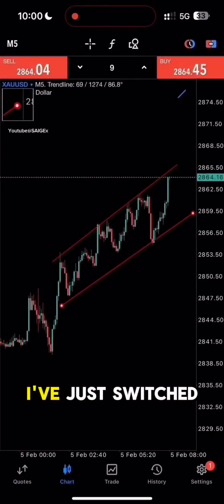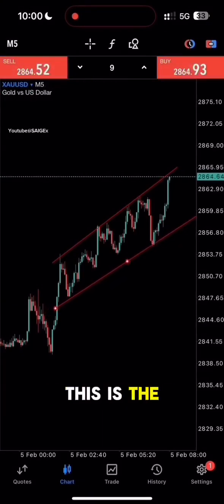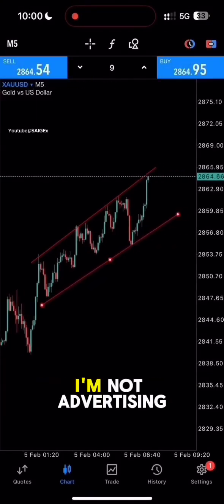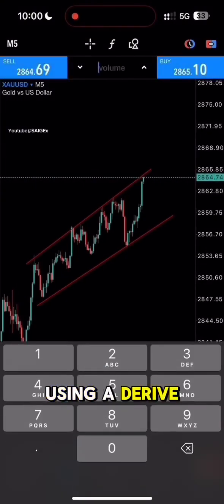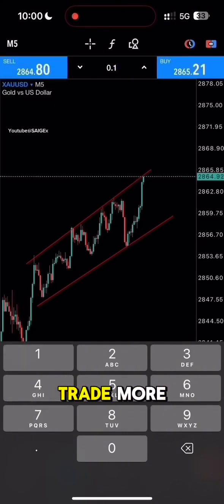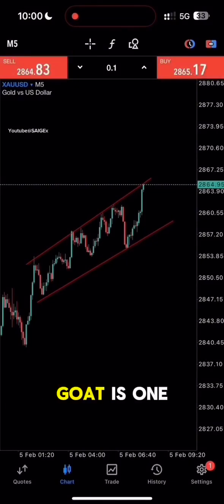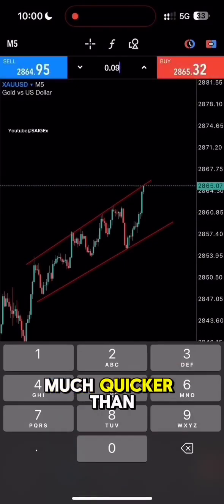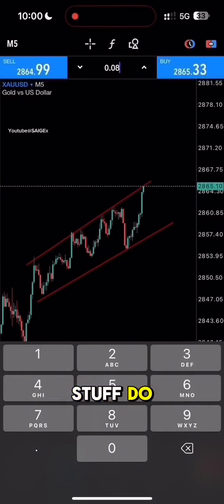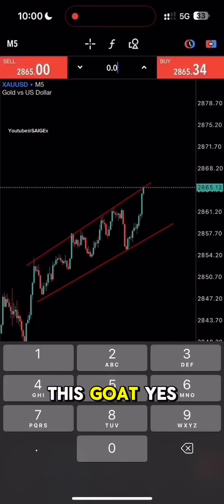If you check right here, I've just switched from Drift 20 index to Gold USD. This is the advantage you get from a derivative account. I'm not advertising, but for your own information, I'm just showing you that using a derivative account will make you save time and trade more. The reason why I like gold, it's one of my favorite, is because it raises your account much quicker than most of these stuff do. But we all know what it will do to your account. It will chop rice to your account. This Gold USD, it will chop.